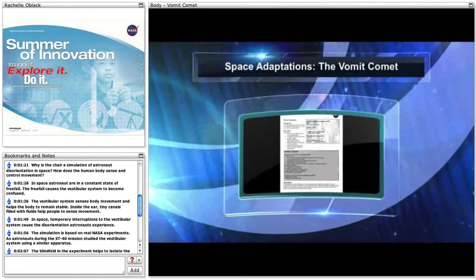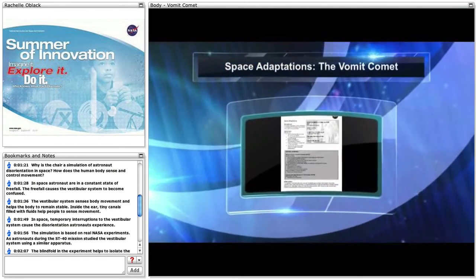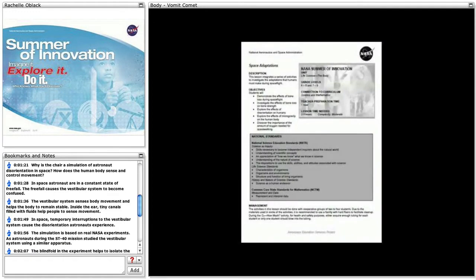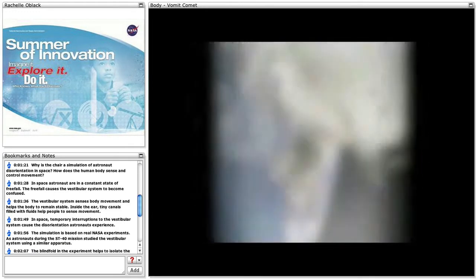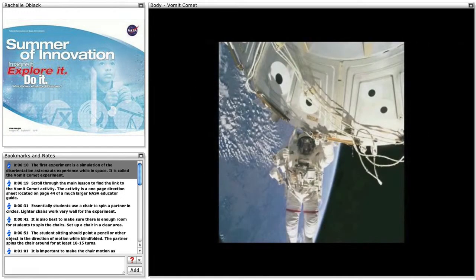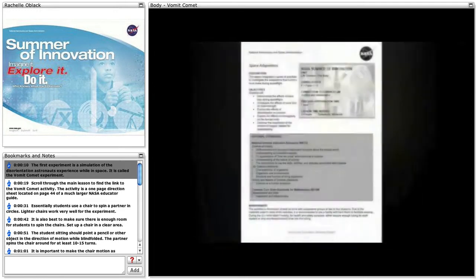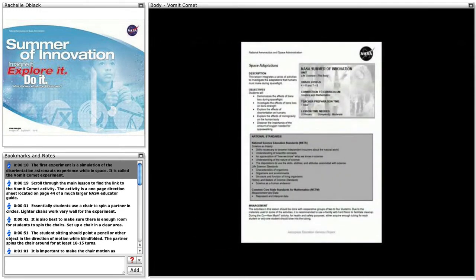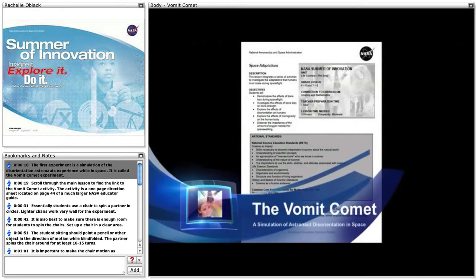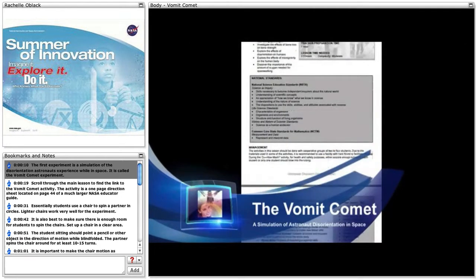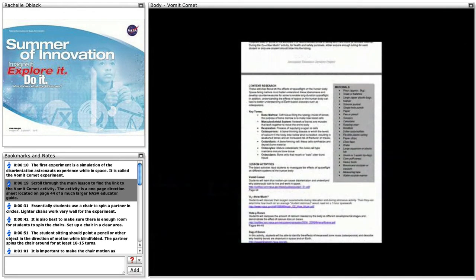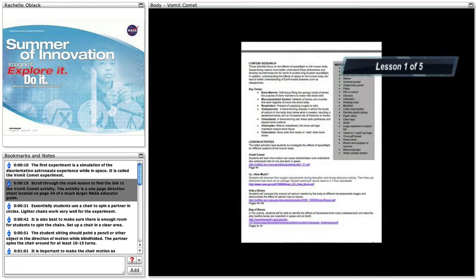The Space Adaptations lesson contains 5 separate hands-on experiments designed to challenge student thinking about living and working in space. The first experiment is a simulation of the disorientation astronauts experience while in space. It is called the Vomit Comet experiment. Scroll through the main lesson to find the link to the Vomit Comet activity.